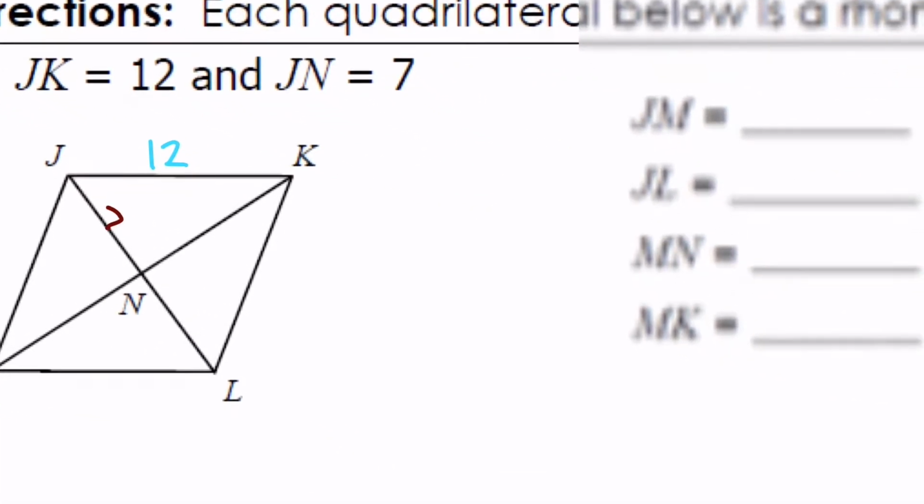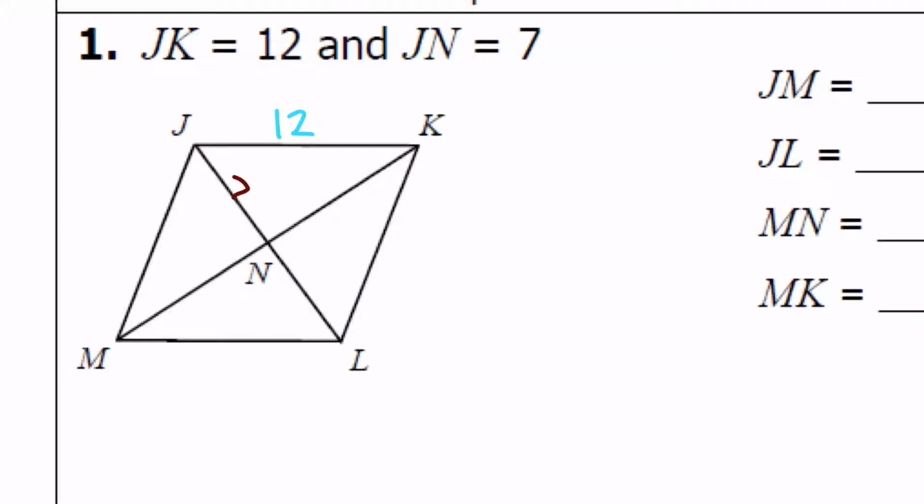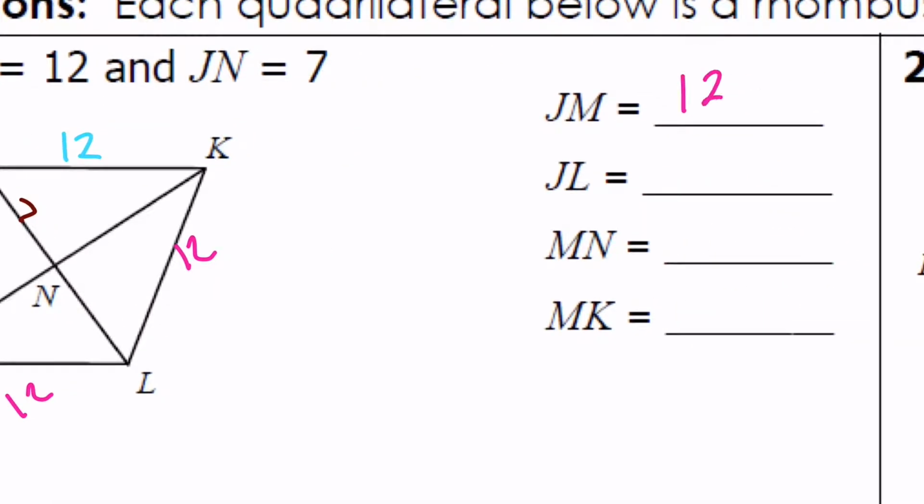Alright, so we want to find JM. So JM is right here. Oh, that's a side, which is congruent. I mean, all 4 sides are congruent. So that means all 4 of these are 12, making JM 12.